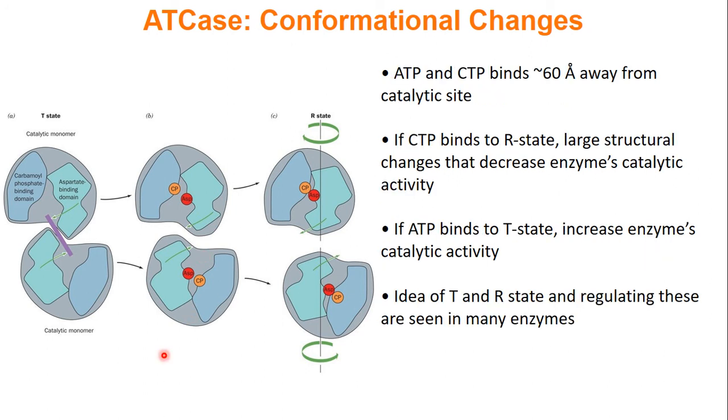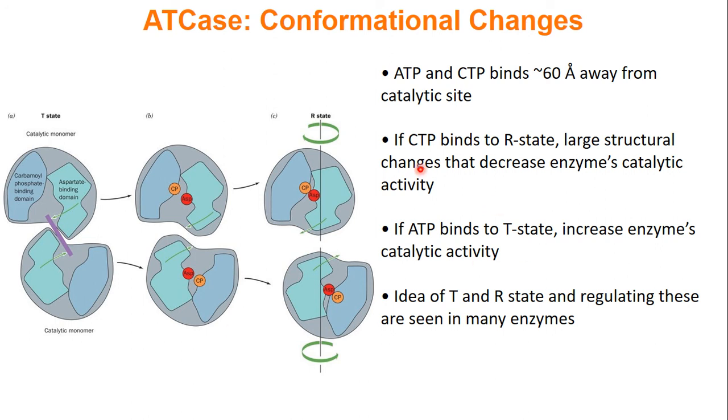Now, for ATP and CTP, we are actually binding roughly 60 angstroms away from the catalytic site. So way, way far away from the catalytic site. So that's why it's allosteric regulation. We're not binding at the binding site to modify activity. We're binding away from the binding site, which will lead to tertiary and quaternary changes.